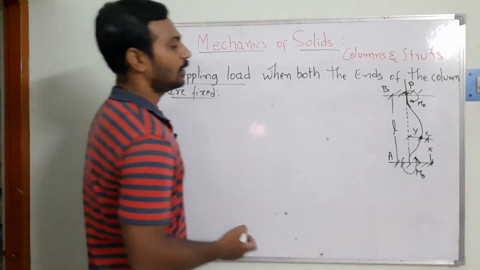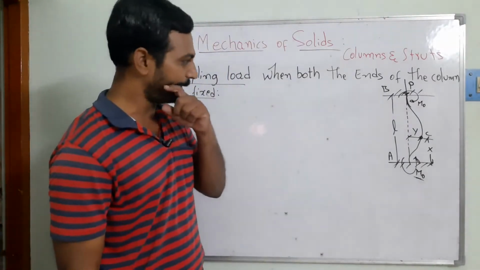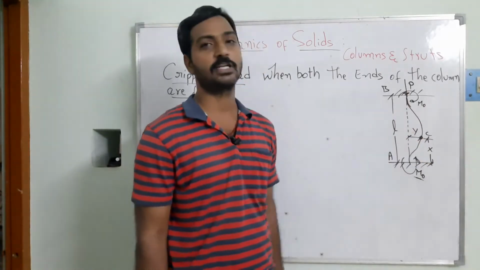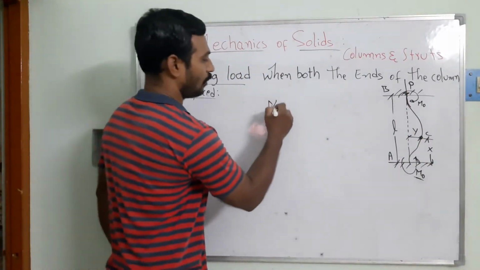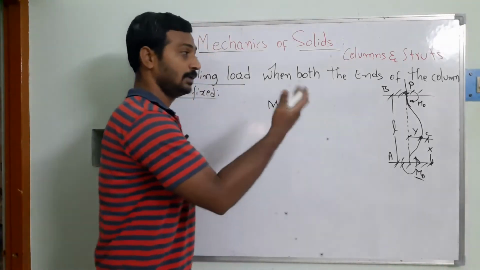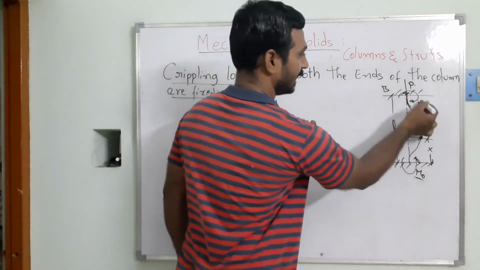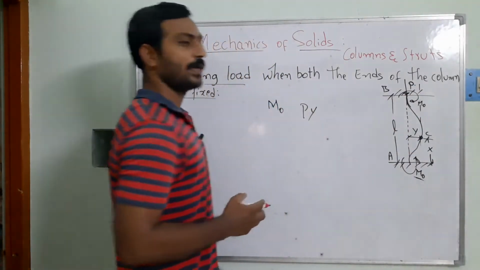As we know, because of these bending moments, they already act. So what will happen in this case? Because of this load, the deflection is going to come, so we mention that here. M naught is the fixed end moment, and because of this load, you can see the axis of the members is going to change. That gives P into y.